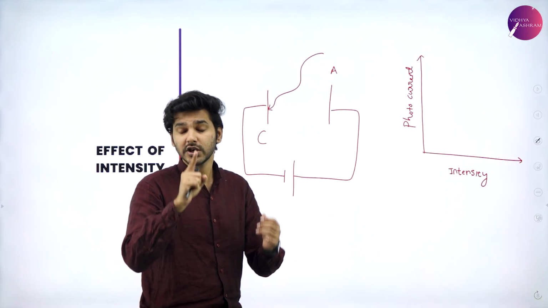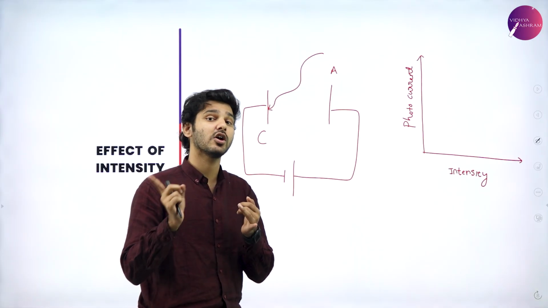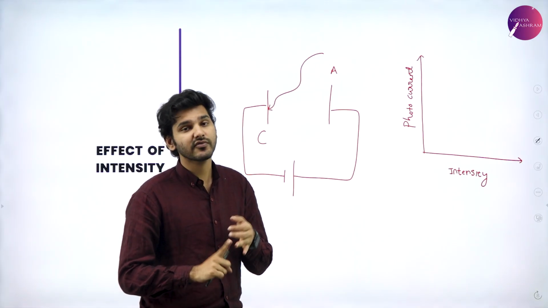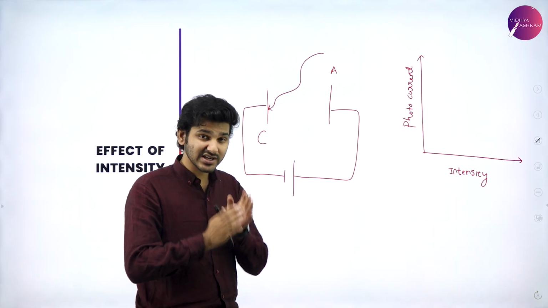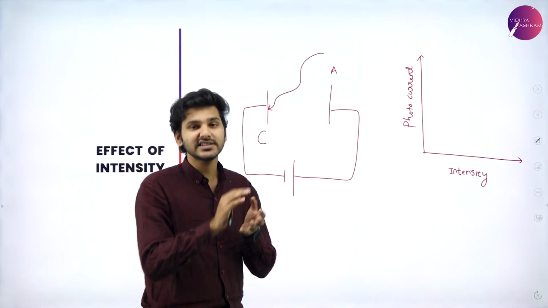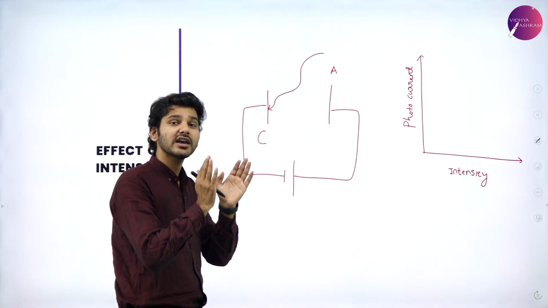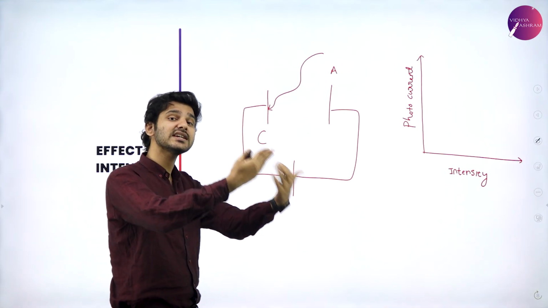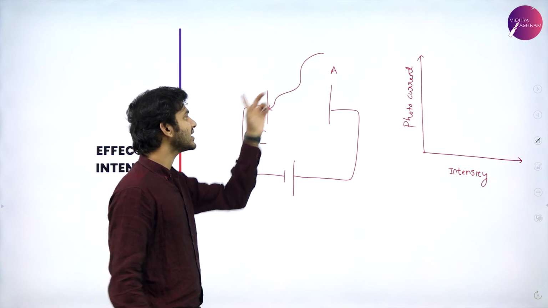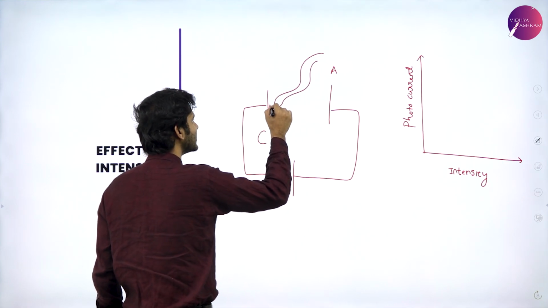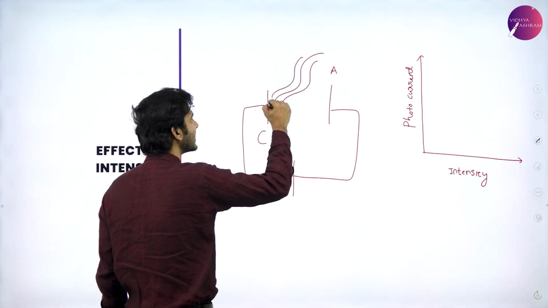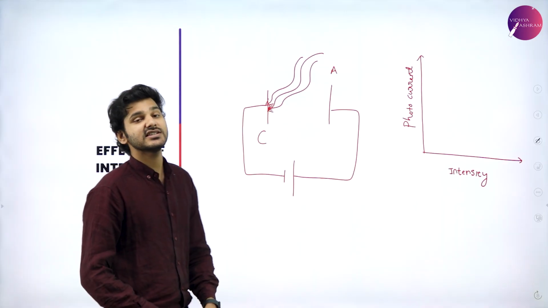Keep in mind that we are not increasing the frequency. We are not changing the kinetic energy, or doing anything else. We are just increasing the intensity of the beam. That is, instead of a weak beam, we are sending a higher concentrated, more intense beam. So instead of one ray, let me increase the intensity like this. Now I have increased the intensity.